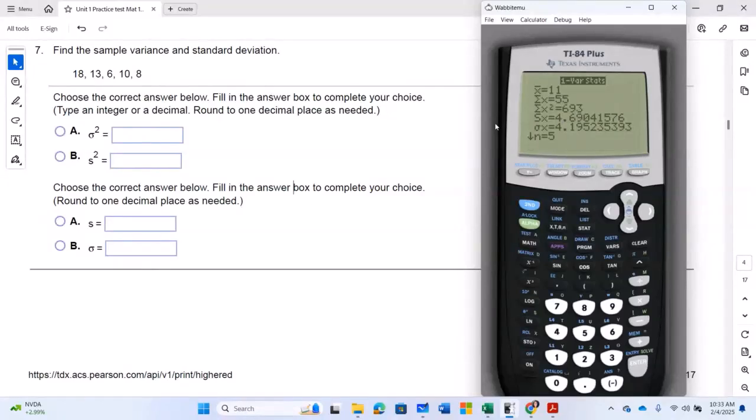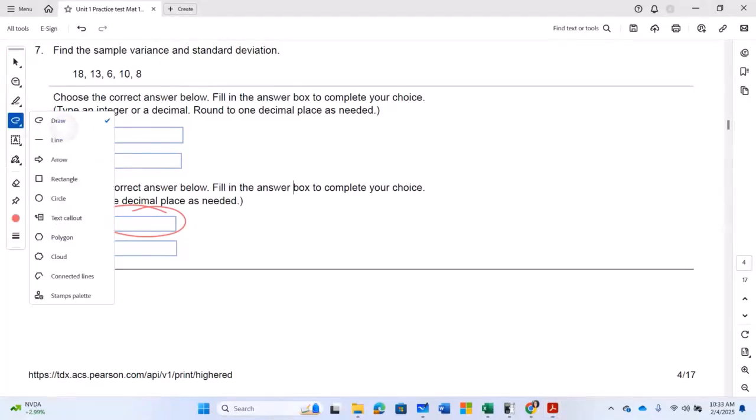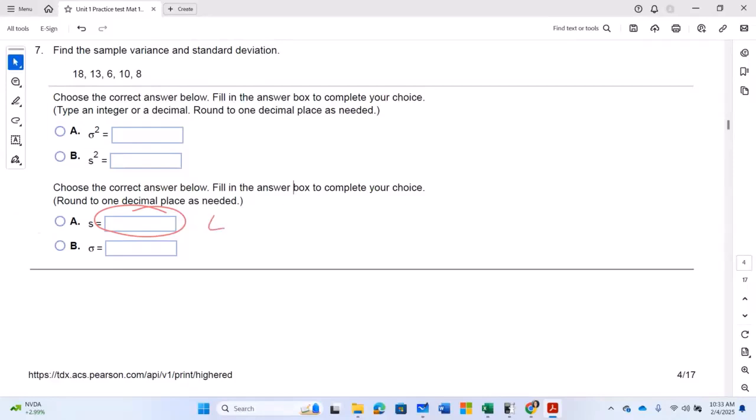Remember, this right here is the sample standard deviation. So you have to put the answer here, 4.7. 4.7 has to be there because it is the sample standard deviation. Okay, so you got the sample standard deviation.